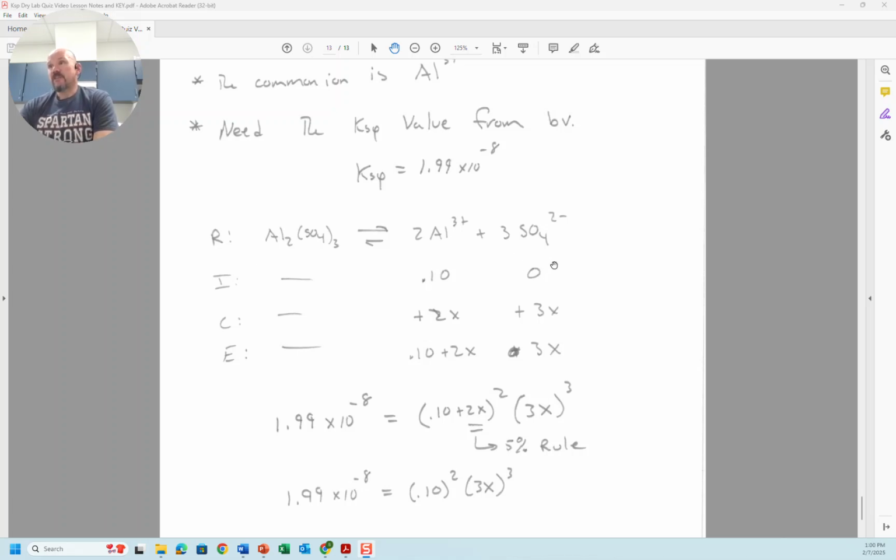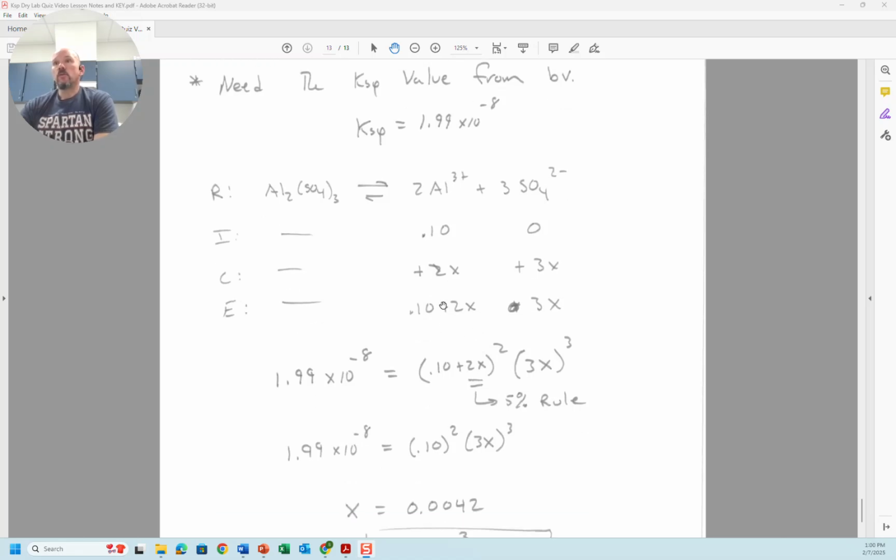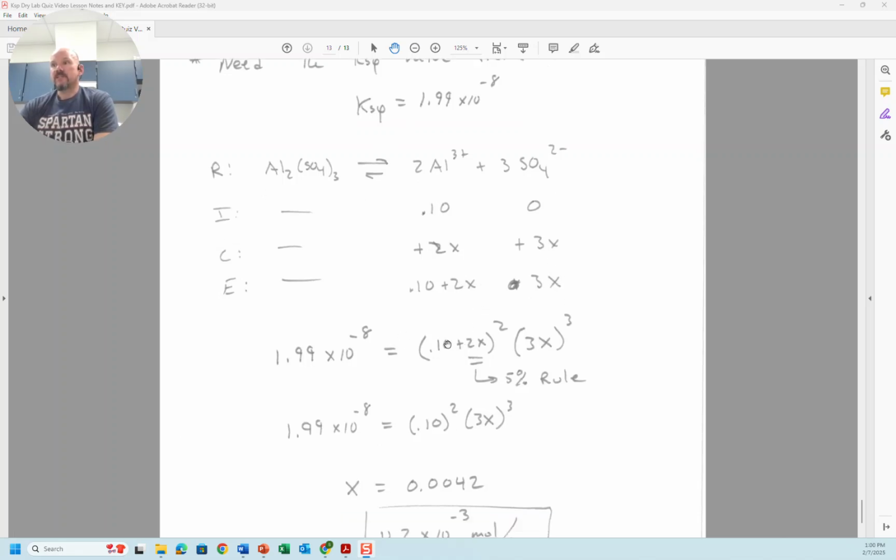The reaction has to shift this way. We need a little bit of sulfate to get to the point of saturation, or to get to the equilibrium. So we're going to add on this side: plus 2x for the aluminum because its coefficient is 2, and plus 3x for the sulfate because its coefficient is 3. So at equilibrium, the aluminum concentration should be 0.1 plus 2x, and the sulfate concentration will be 3x. We're going to plug those into the expression, right? So this is the aluminum concentration squared and the sulfate concentration cubed.